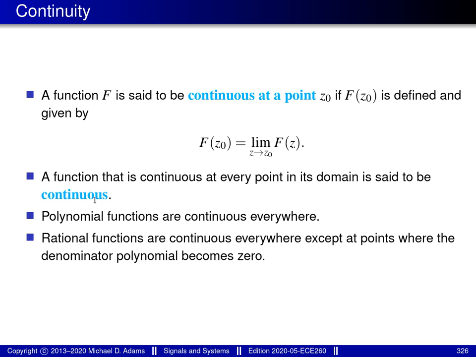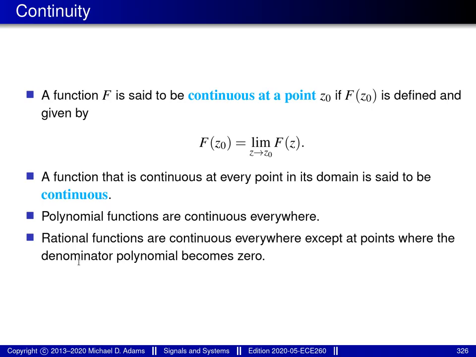to be continuous. From a practical point of view, in this course, polynomial functions and rational functions are extremely important, and we can make some fairly strong comments about continuity of polynomial and rational functions. In particular, polynomial functions are continuous everywhere, so in some sense they're very nicely behaved. Rational functions are continuous everywhere except at the points where the denominator polynomial becomes 0.